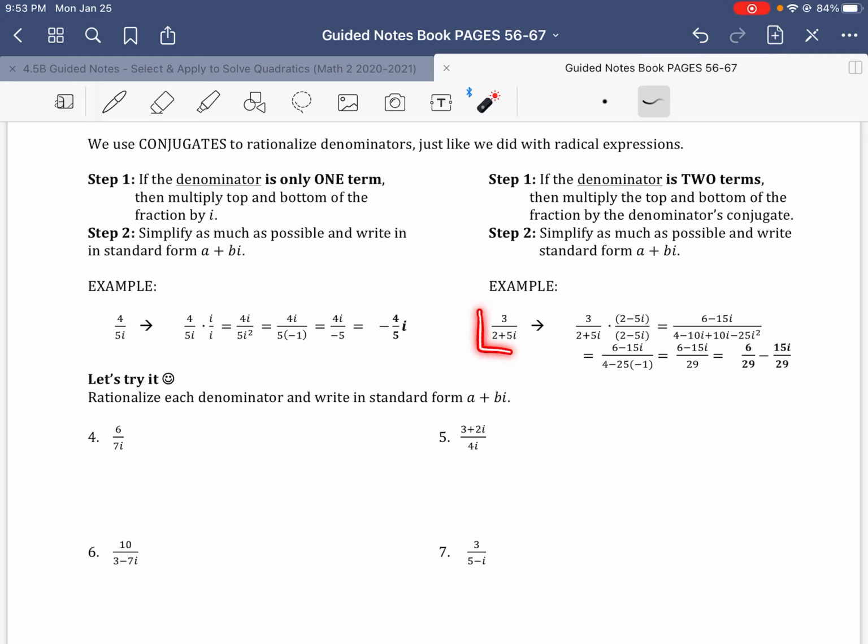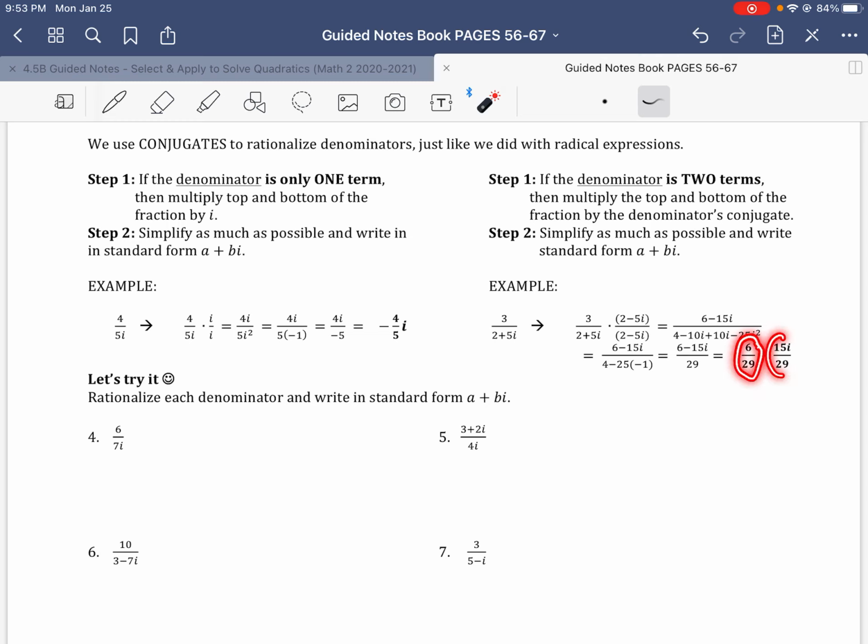If you have a binomial, so notice over here there's a binomial or two terms in the bottom. This is where the conjugate comes into play, because we know that if we multiply by the conjugate, the i's go away. So notice here the 2 plus 5i. What we chose to multiply by was 2 minus 5i, and anything you multiply on the bottom has to also multiply on the top. When you do that, you just go ahead and FOIL on the bottom, and you go ahead and distribute on the top like we did with radicals, which will allow you to come up with something you can simplify. So let's go ahead and do this.